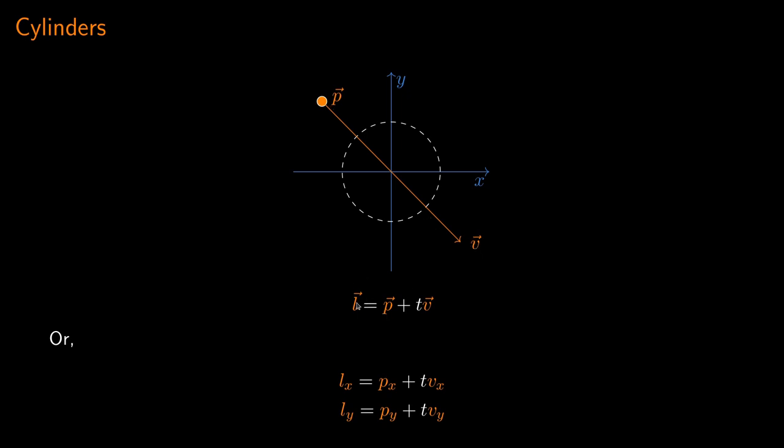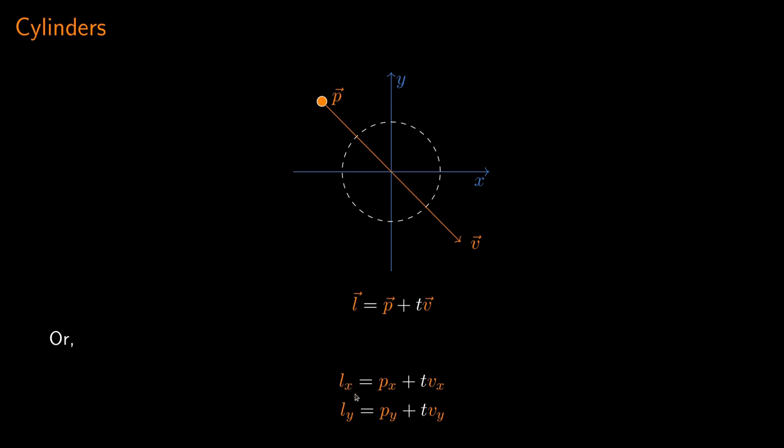Now this line, which I've called L, represented by the vector L, is given by the point P plus the scalar quantity t multiplied by v. That is the equation for the line that we just saw. In this particular case, we only need to consider x and y, because the cylinder is infinitely long in the z-axis, so z doesn't matter.